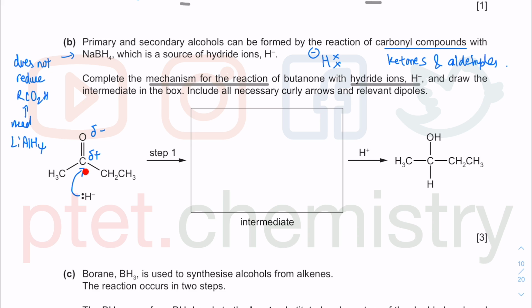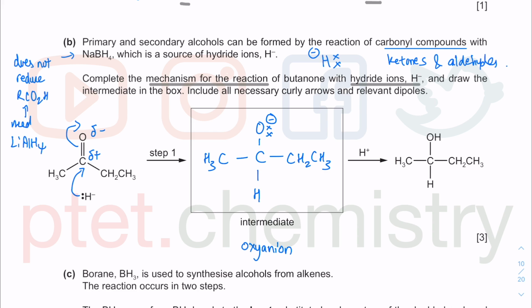Once the rich attacks the poor, carbon cannot form 5 covalent bonds, so I have to break this bond here, and I give the 2 electrons to the oxygen. Then I get O minus with a lone pair on the oxygen. That is called the oxyanion intermediate. Now I have formed this bond between carbon and hydrogen, and the negative charge is on the oxygen.